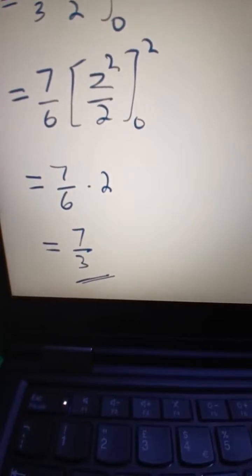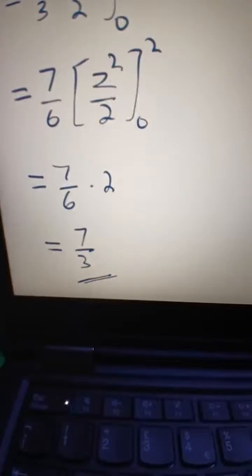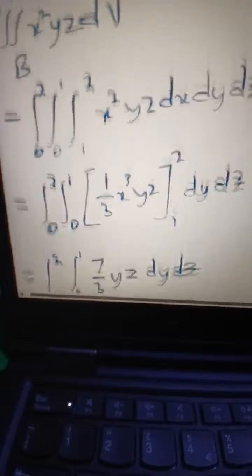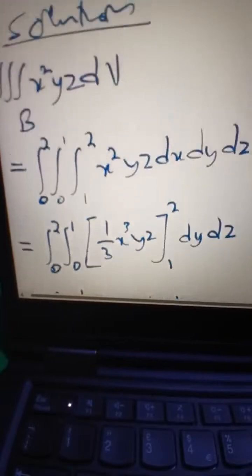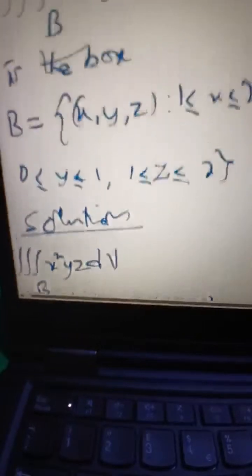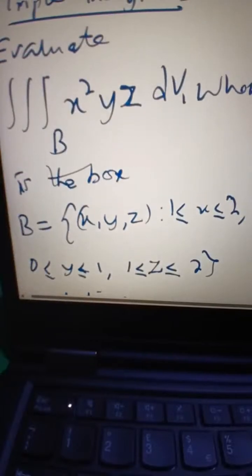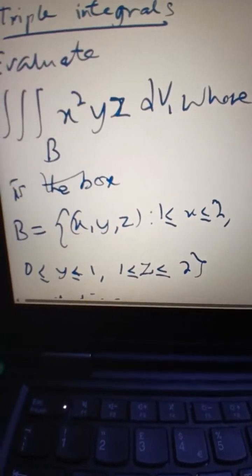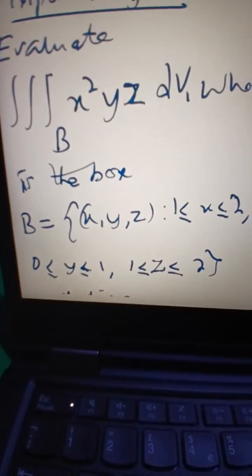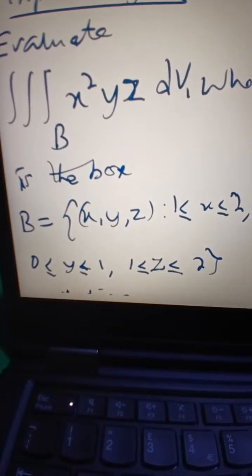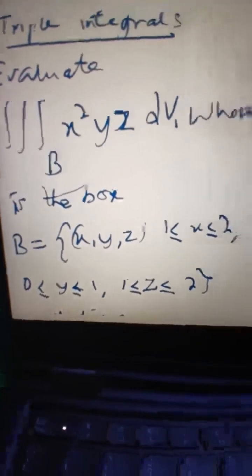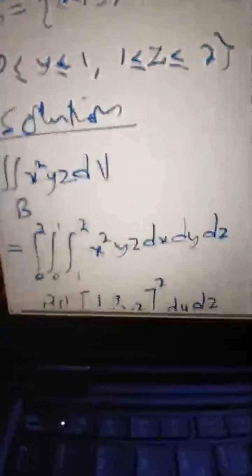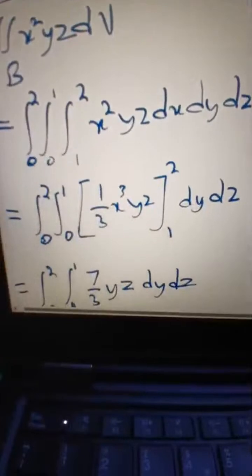Fantastic. That is how we normally go through the triple integral. So let's look at it again. This is the question. We're asked to do this one, whereby we're given the box B, and B has been interpreted, giving us the intervals. Then we took our time and went through. So look at the process.